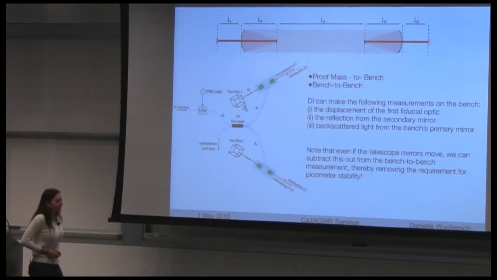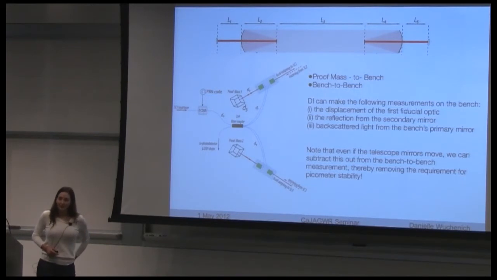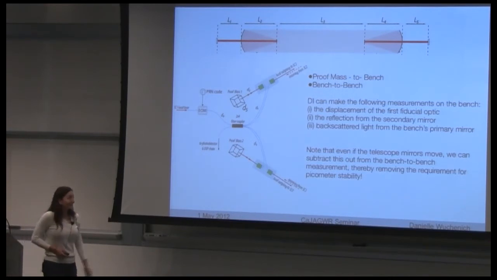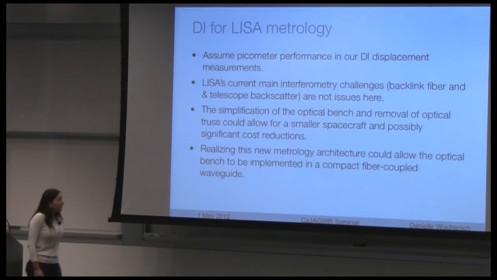So basically you can just measure it to picometer stability as opposed to requiring things to be sensitive to picometer stability. And if you measure all the right things, you can take out all of the length fluctuations and get something that's insensitive, or that gives you your proof mass to proof mass measurement. Again, this could help LISA a bit, because some of the problems in LISA interferometry, like the backlink fiber and the telescope backscatter, are big issues for LISA, and this could potentially take care of that.